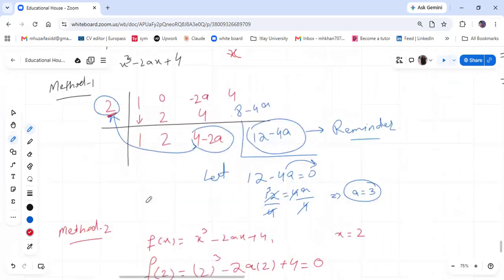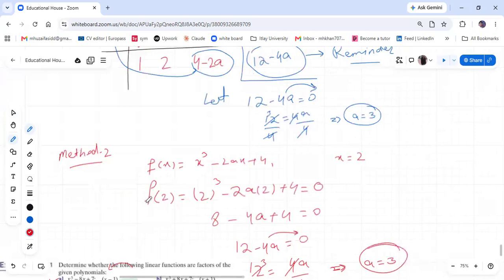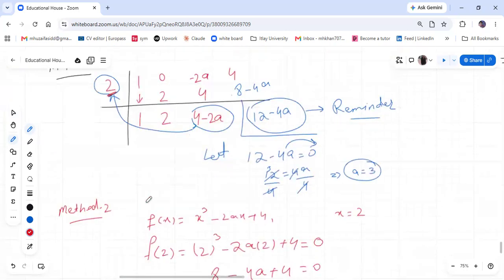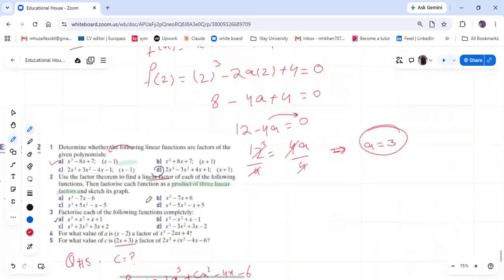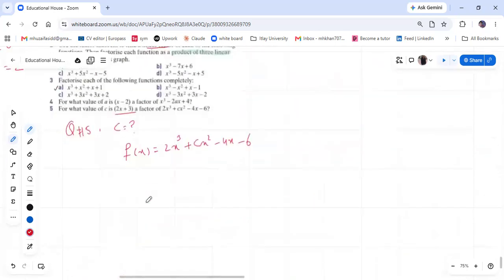By the way, from the above, we are solving our question with the help of method 1 and method 2. Which method is easy for you, or which do you prefer, or feel is best for you? Method 1 or method 2? Method 1, sir. Okay, method 1, the synthetic division. Very nice. Here I'm working with method 2 for your better understanding.